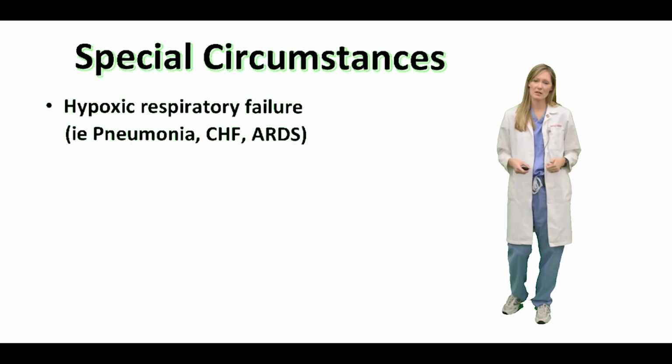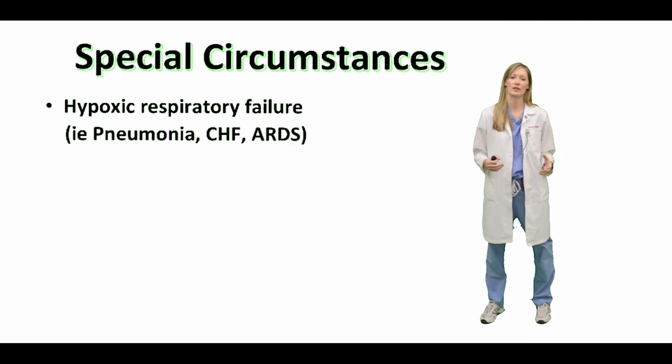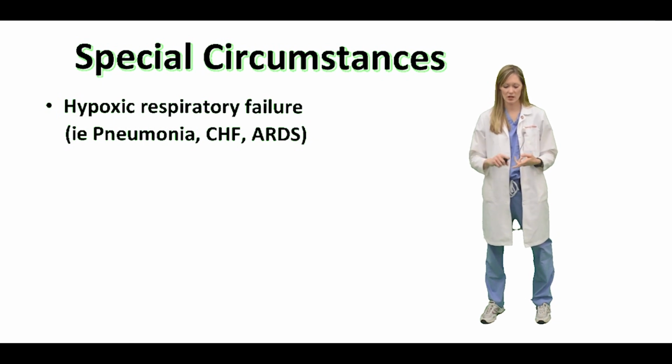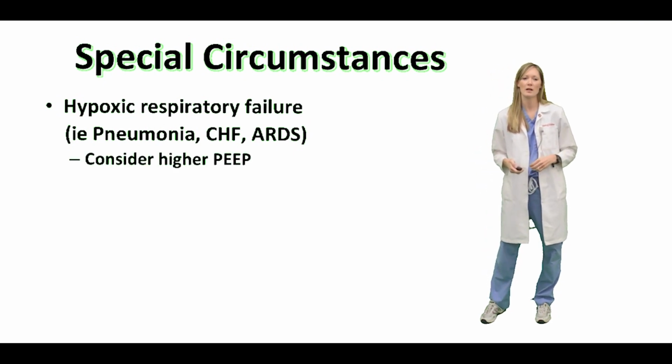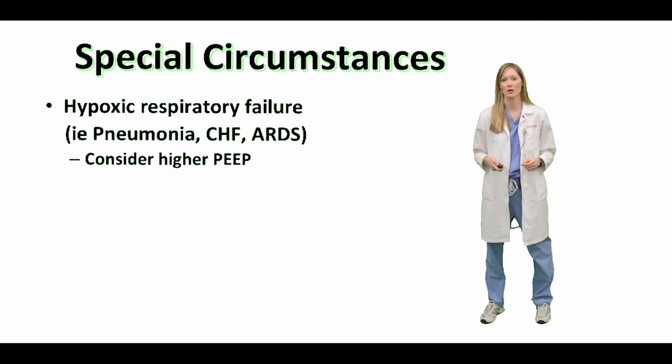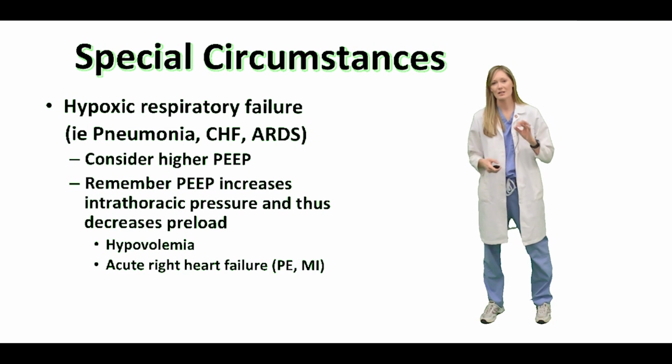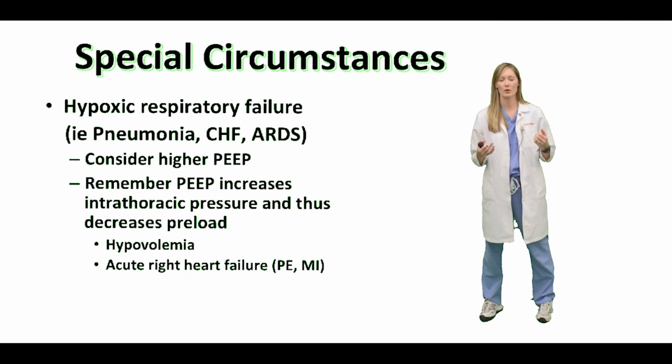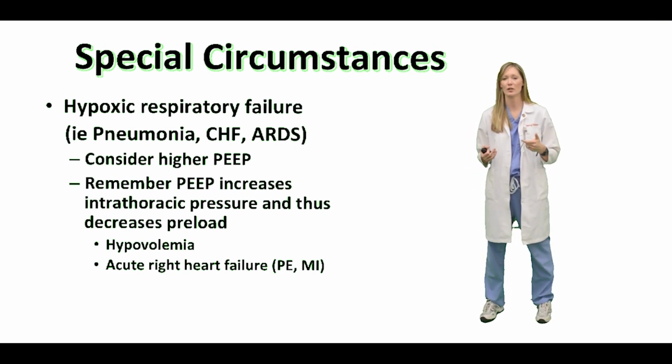Next, hypoxic respiratory failure. So this can be lots of different things. You think of pneumonia, CHF, pulmonary edema, ARDS, and you're going to deal with each of them a little bit differently, but in general, we tend to use increased PEEP in these circumstances, especially when the process is more homogeneous throughout the lungs. It's going to work better with a higher PEEP. You have to keep in mind, though, when you turn the PEEP up, you're decreasing preload and afterload.